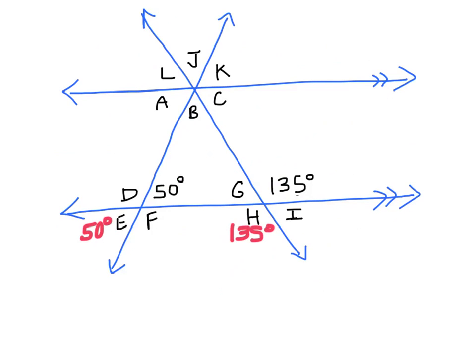Now I'm going to use what I know about linear pairs to find these other ones. These two together make 180. So if this is 50, another 130 would make 180. And then those are vertical, so it would be 130 degrees. Over here, if I look here, this is 135, I need to get to 180. So I would be left with 45 degrees here. And angle I is vertical to that, so that would also be 45 degrees.